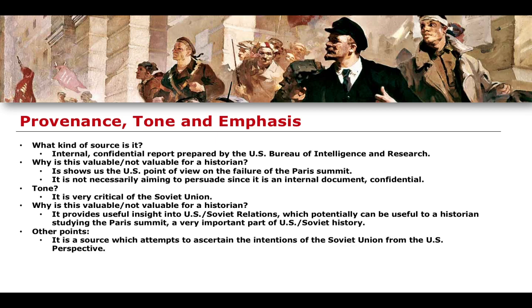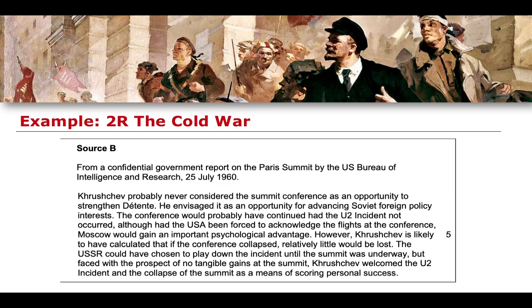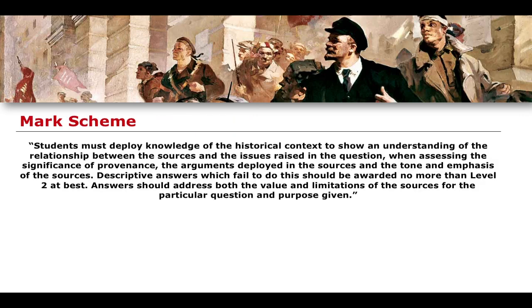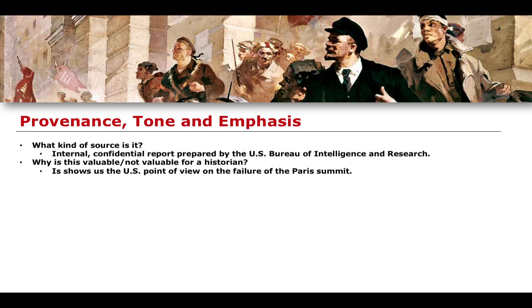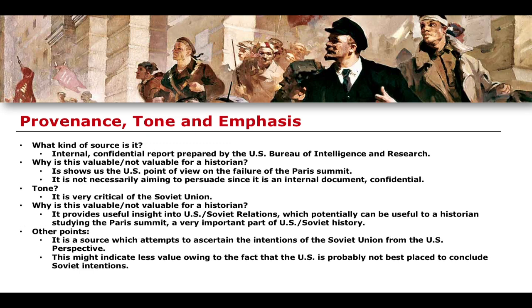Other points, it is a source which attempts to ascertain the intentions of the Soviet Union from the US perspective. So what it is doing here, if we go all the way back, it is talking about what Khrushchev likely would have calculated. It says that Khrushchev is likely to have calculated that the conference would have collapsed. Khrushchev welcomed the U2 incident and the collapse of the summit as a means of scoring personal success. They're essentially trying to ascertain the intentions of the Soviet Union from a US perspective, okay?